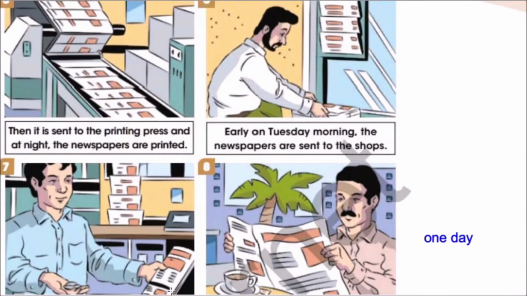Then it is sent, the same thing, because sent, we don't know who sends it. That makes it a passive form. To the printing press. And at night, the newspapers are printed. Same thing. They are printed, but we don't know who prints them. So that means it's passive. Early on Tuesday morning, the newspapers are sent. Same thing. We don't know who did it, so it's passive.